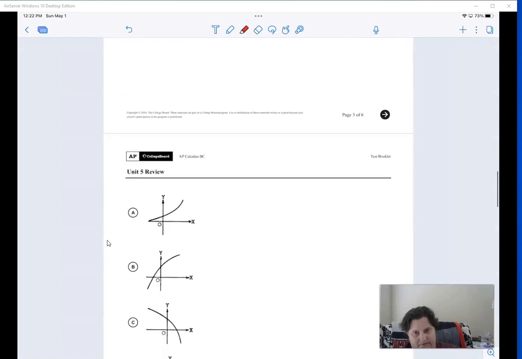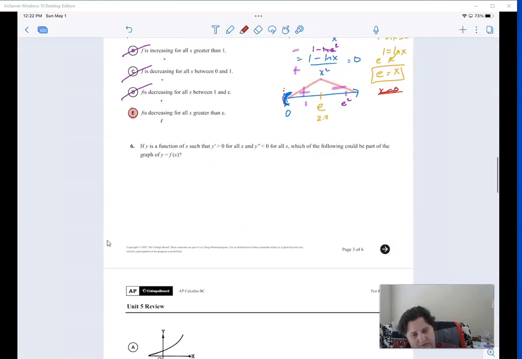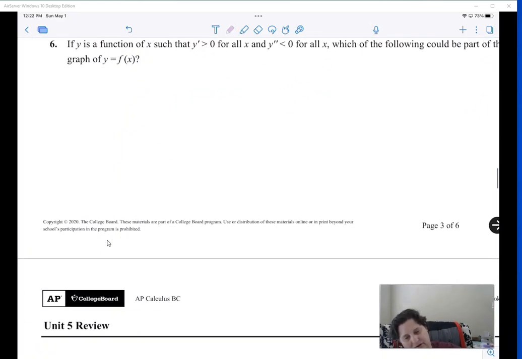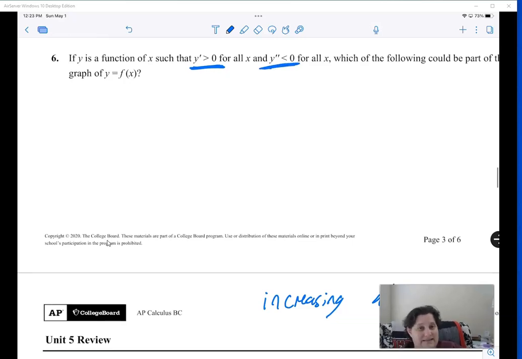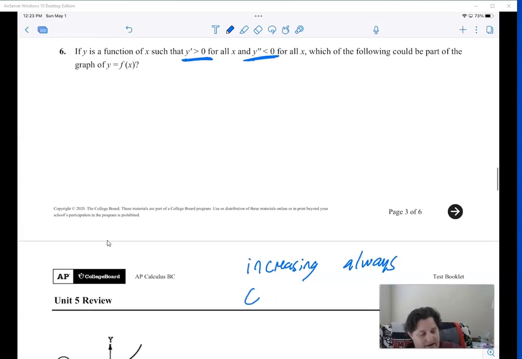Okay, this looks interesting. What have we got here? Oh my goodness, this looks weird. All right, see what I can interpret from up here. If y is a function such that the derivative is greater than 0 for all of x, what does that mean? It's increasing always. The second derivative is less than 0 for all of x. What does that mean? It's concave down always. A line could be part of the graph.